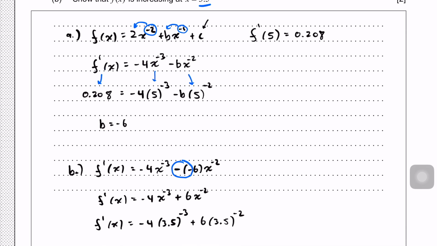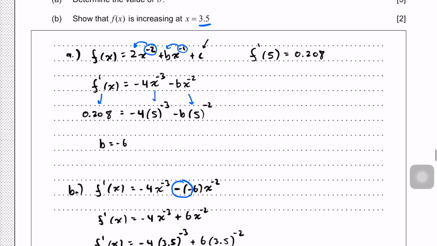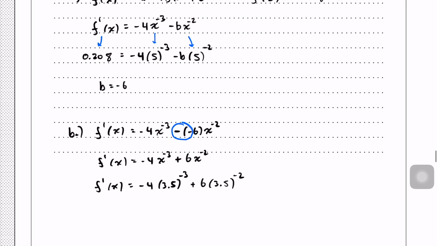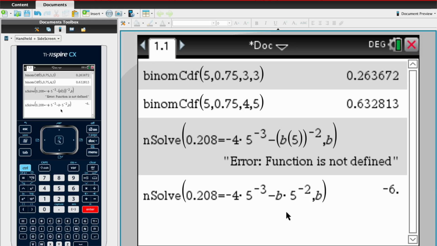It tells us the slope of a line at a given point, or the gradient at a given point. They're saying, is this function increasing when x is equal to 3.5? Let's just substitute 3.5 into our derivative formula, or derivative equation, and let's see the result. So let's go back to the calculator and see what the value is.